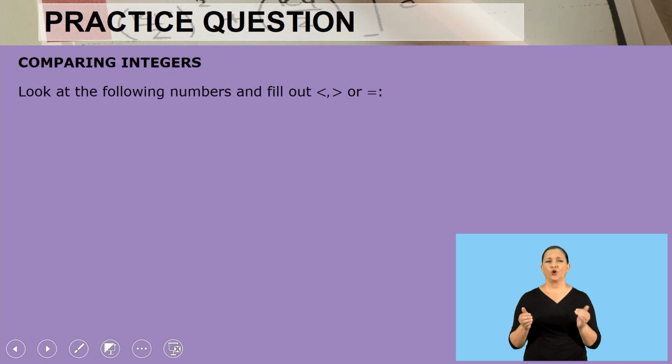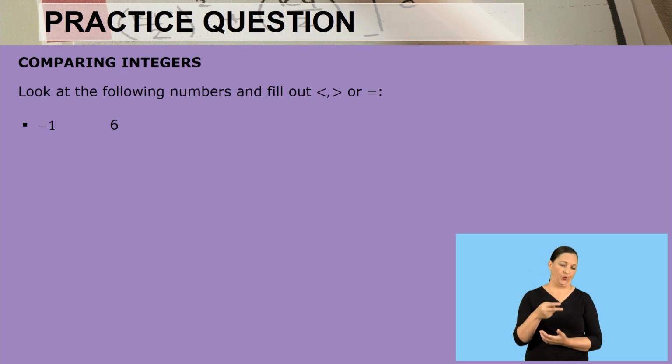So now we are going to be comparing integers. So we're going to look at the following numbers, and we are going to figure out whether it is smaller than the 1 or greater than the 1 or equals to the number. So now we have a negative 1 and a 6. Remember, how can we tell whether a number is smaller or greater? If it is on the right-hand side of the number line, then it is bigger or greater. And if it is on the left-hand side of the number line, then it is going to be smaller.